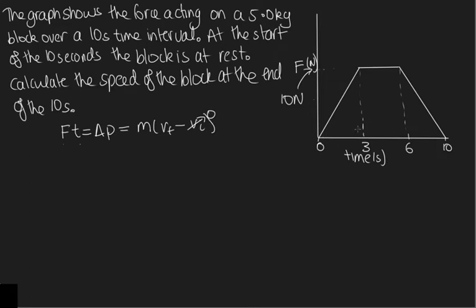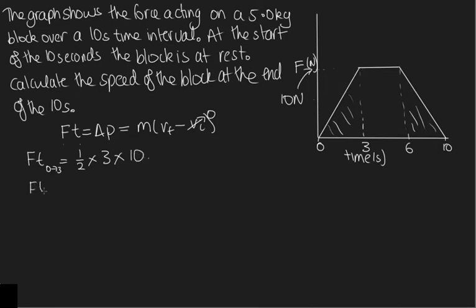So let's split this into three sections. We've got two triangles and a rectangle. You could just treat it as a trapezium if you want to. So force times time, and we'll go from 0 to 3 seconds, is just this area here of this triangle. So the area of a triangle is half the base times the height. So we've got half. Now the base in this case is the 3 seconds, and the height, this goes up to 10 newtons, so that's 10.